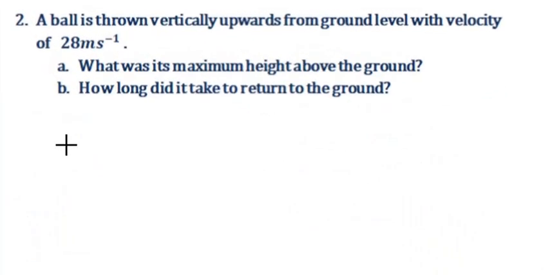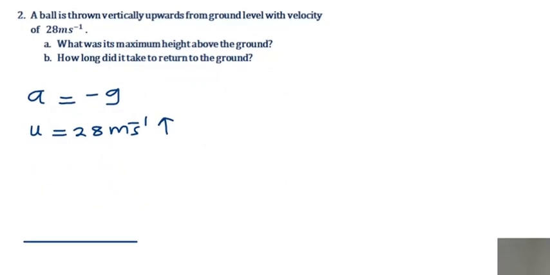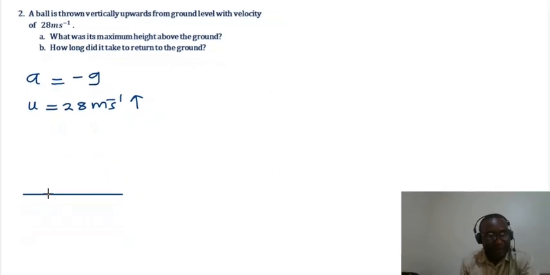Our second example says a ball is thrown vertically upwards from level ground with velocity 28 meters per second. Since it is vertically upwards, our acceleration is negative g, and the initial velocity is 28 meters per second upwards. They need us to find the maximum height above the ground. We can sketch this: projected from here, turned, came back here.